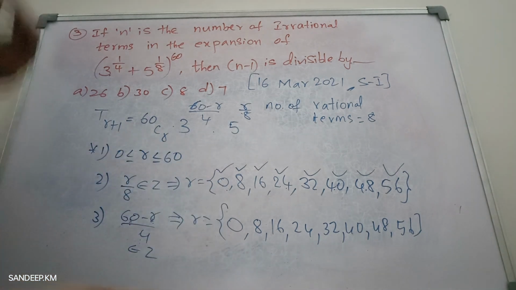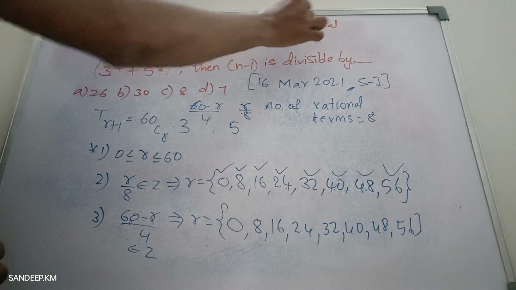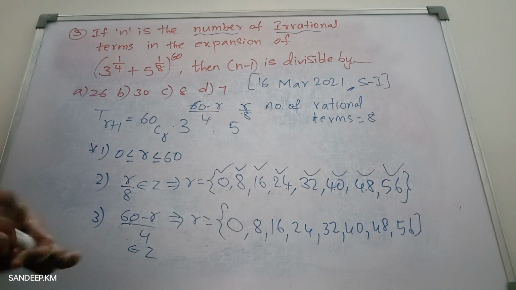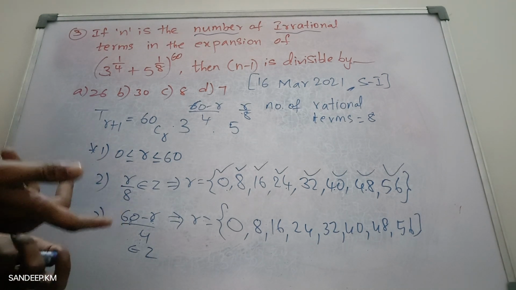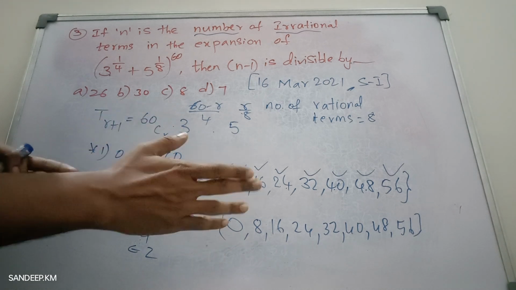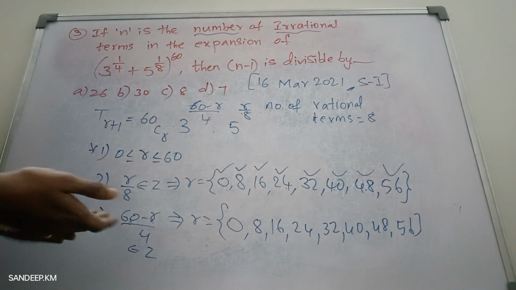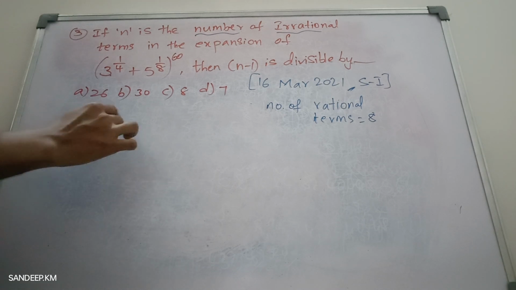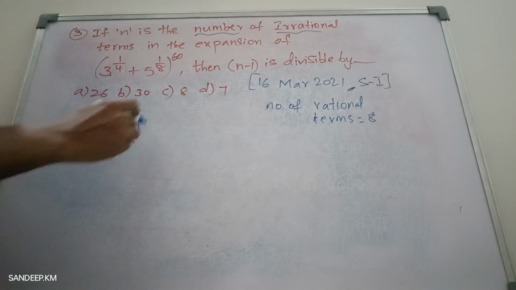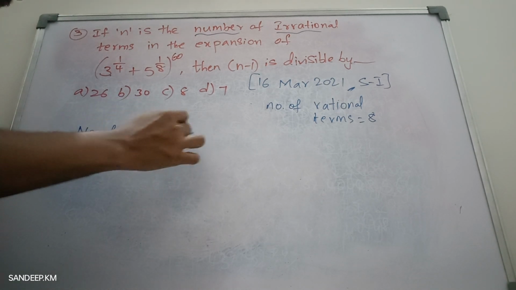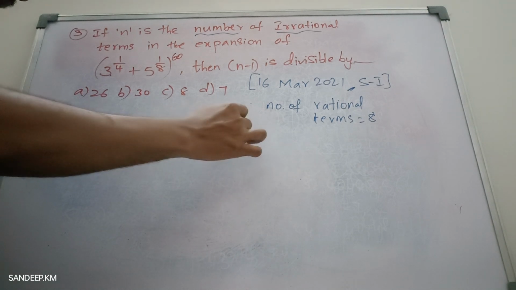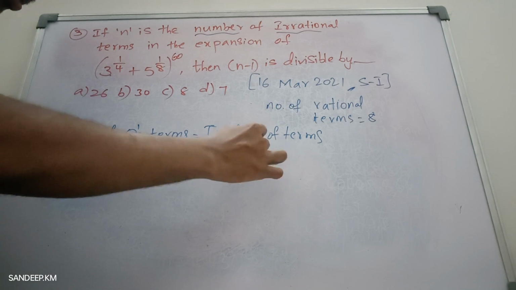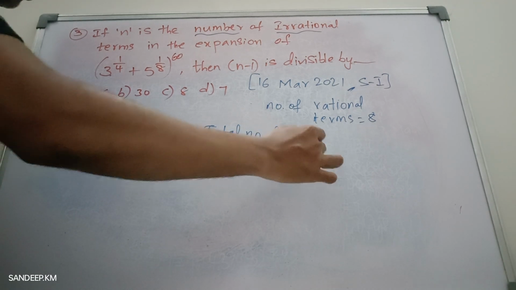But the question is what? They are asking for the number of irrational terms. How to find the number of irrational terms? From the total number of terms, we have to subtract the rational terms. From the total terms, you remove the rational terms, the remaining are irrational terms, right? So, the number of Q dash, meaning irrational terms, is equal to the total number of terms minus the number of rational terms.